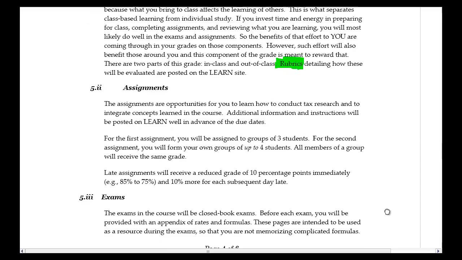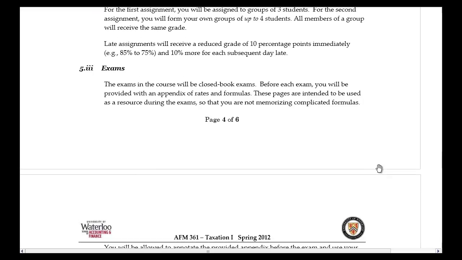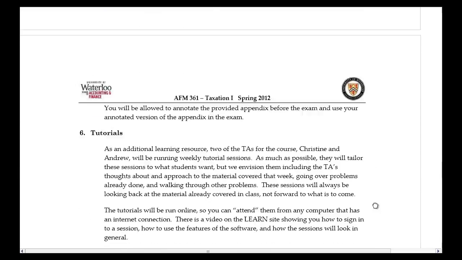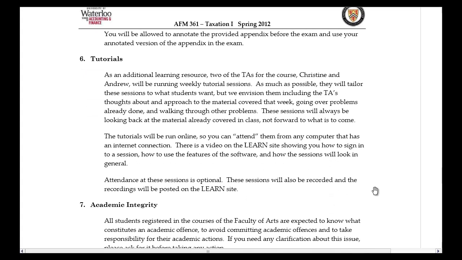And so you can look there and see what's expected. We'll talk about the assignments as they get closer. We'll talk about the exams as they get closer. We're going to do a really cool thing, in my opinion, very cool thing in this course. We're going to run the tutorials online. And so we'll talk lots more about this and get you up to speed on how this is going to work.